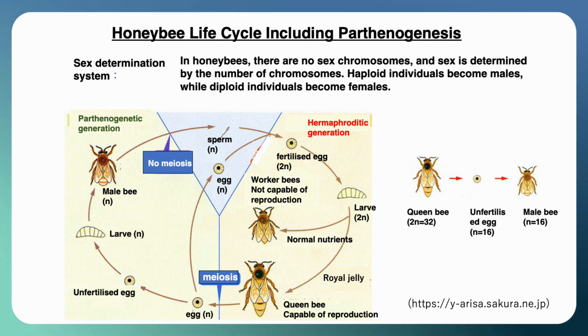1N males can form 1N sperm without meiosis during spermatogenesis. Eggs are fertilized by sperm, resulting in 2N individuals. All 2N individuals are female. Female larvae that develop without royal jelly become 2N worker bees without reproductive ability. Only one female given royal jelly becomes a queen bee, with reproductive ability, and can produce eggs.